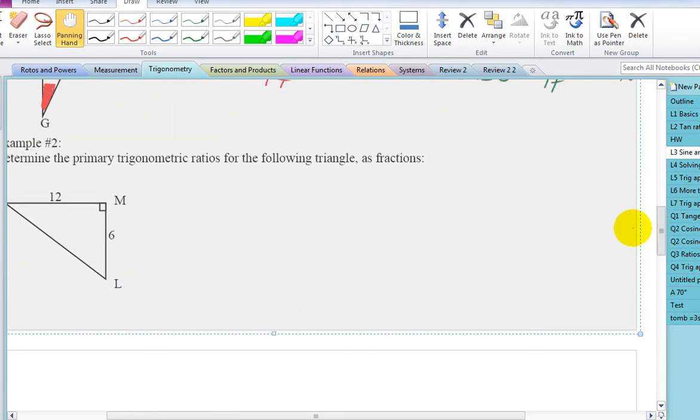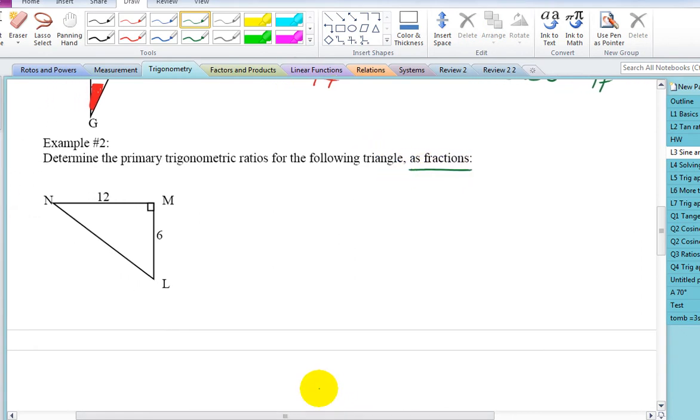Okay, now you're going to do the exact same thing. Let's just find them as fractions. So let's go, what's tan L, sine L, and cos L.